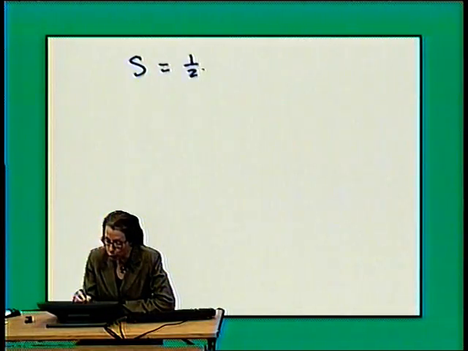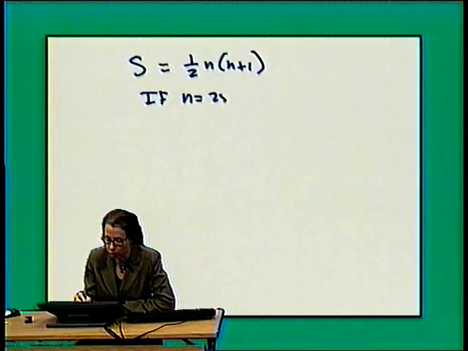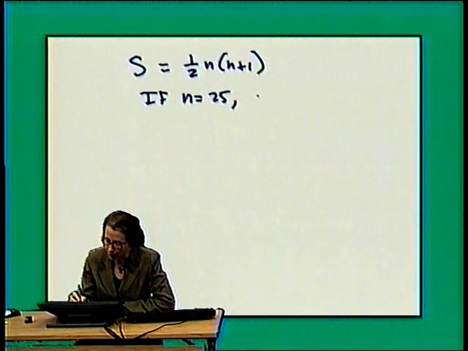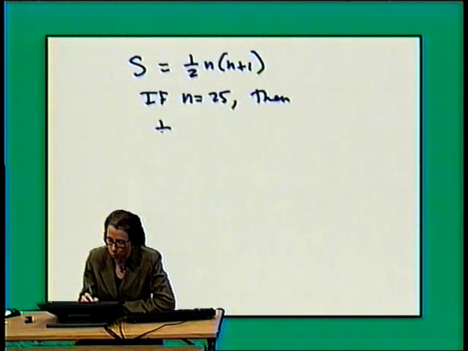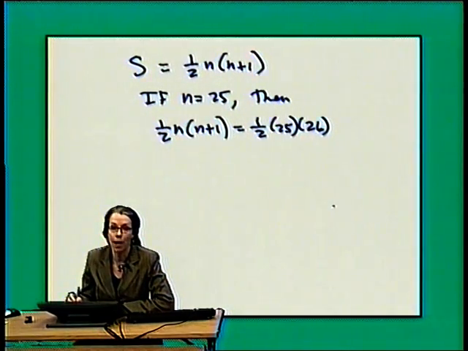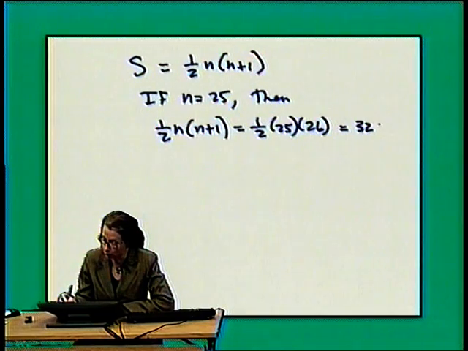So what I'm going to do is use my formula for the sum of the first n consecutive integers. And I'm going to evaluate this for n equals 25. I want to get 325. That's what the problem was asking for. So if n equals 25, then 1/2 n times n plus 1 is 1/2 times 25 times 26. 1/2 of 26 is 13. 13 times 25, well, let's see. 10 times 25 is 250. 3 more 25s, that's 75. 250 plus 75, that's 325.